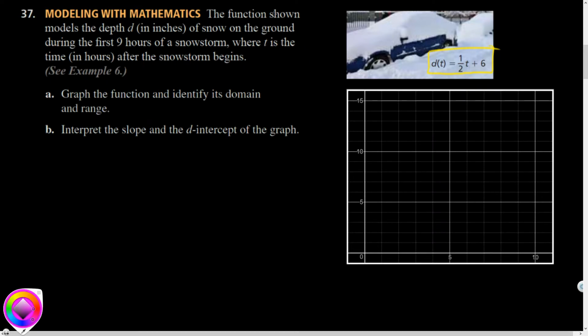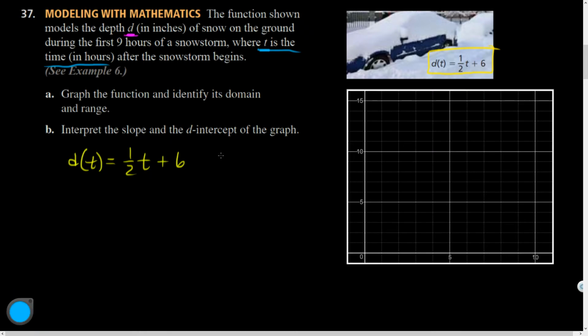So let's see. Here we go. The function shows the model's depth d. So depth d, that's going to be my output, of snow on the ground during the first 9 hours of a snowstorm, where t is the time in hours after the snowstorm begins. And so notice they have d of t instead of f of x. It's all good. Make sure you guys are tracking with me. We didn't do good enough on this problem to not pay attention. So I'm going to have my function d of t equals 1/2 t plus 6. They told me this only was true for the first 9 hours of a snowstorm.